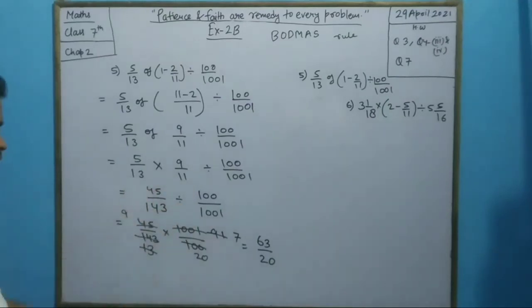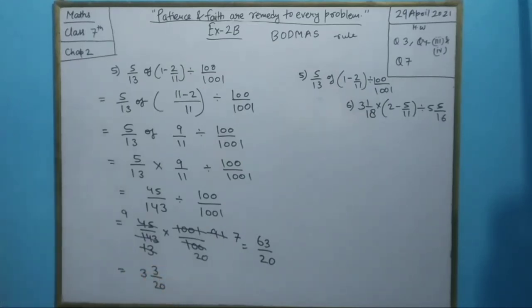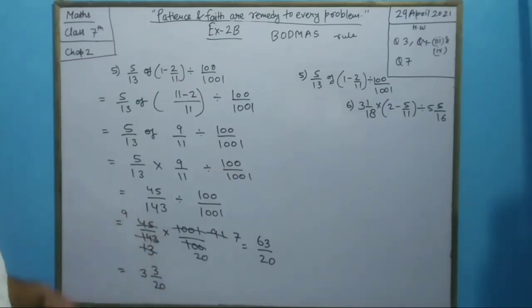This is the improper fraction. We can write it also in the mixed form. That is 20 into 3, that is 60. 3 goes up here. Divide, you will do it. 20 into 3 plus 3, 63. So 3 by 20 is the final answer.